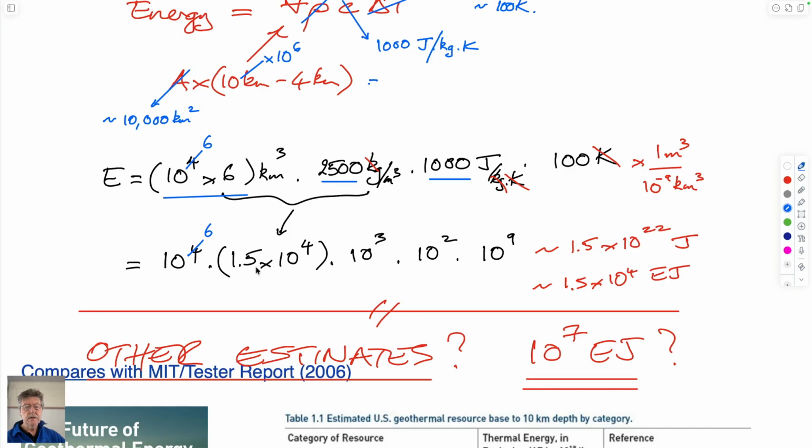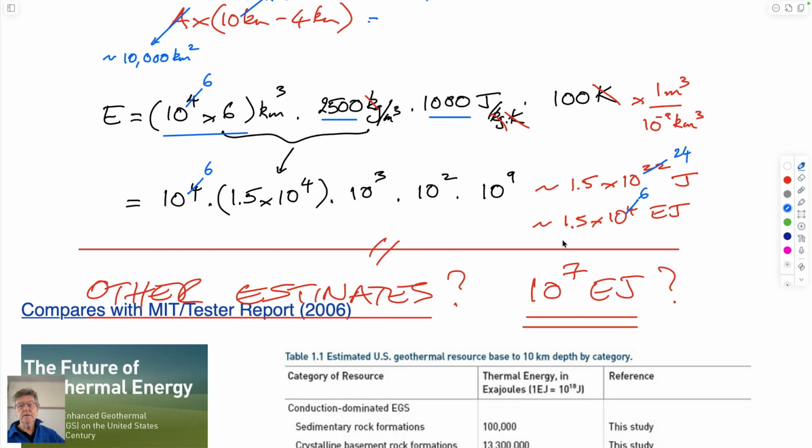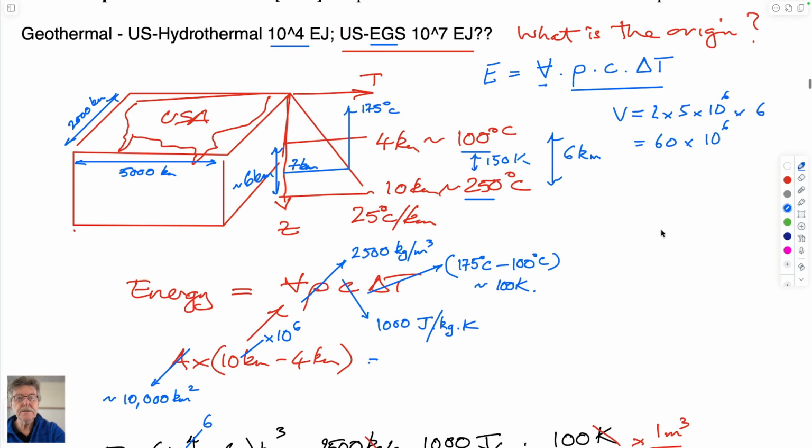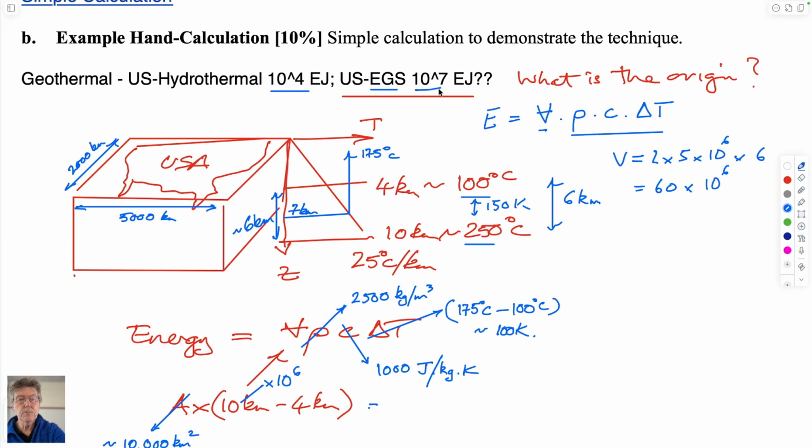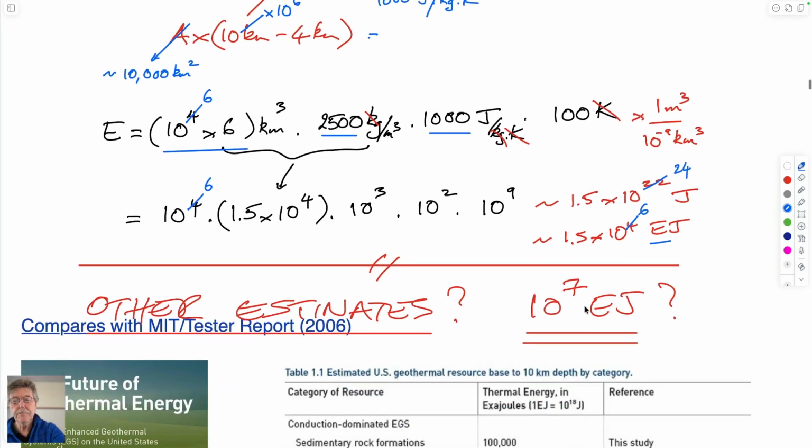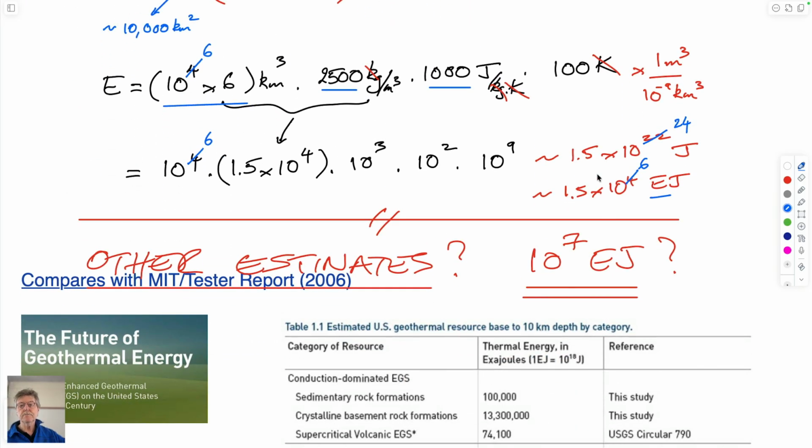I think that's right, times 1.5. So this should actually be 10 to the 24, which would be 10 to the 6. So it comes out at roughly 1.5 times 10 to the 6 exajoules. And so the estimate that we used was 1 times 10 to the 7. It's off by maybe a small amount, but it's just maybe different constraints. So that's exactly where it comes from.